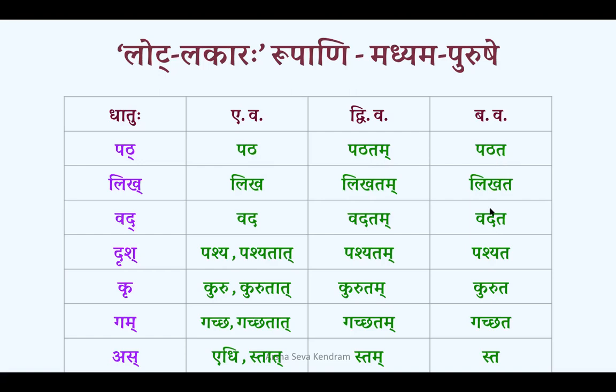So it will just have the Ta ending. Pathata, Likhata, Vadata, etc. And as we saw in Prathama Purusha, for the Drush Dhatu the Lakara forms will be Pashya, Pashyatam, Pashyata. And in Ekavachana, it takes an extra or optional form, Pashyatat. So, Tvam Pashya, you see. Yuvam Pashyatam, you two see, or may you two see. Pashyata, may you all see or you all see.